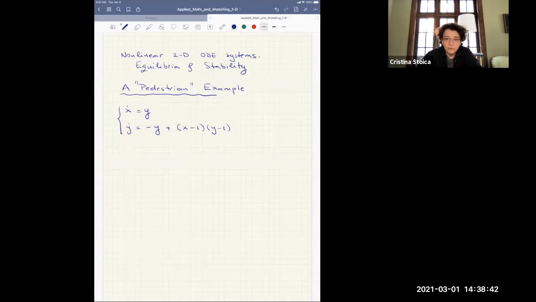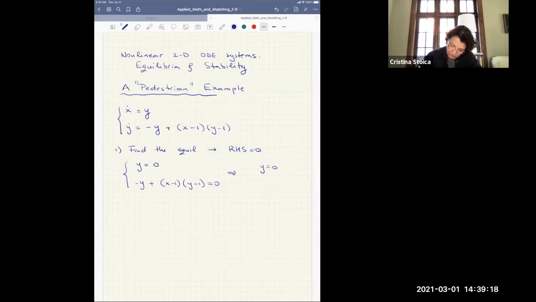All right. So what we have to do is one, find the equilibria. Okay. So how do we do this? Meaning, do the right-hand side equals 0. So this is easy. We have y equals 0. And then we have to solve minus y plus x minus 1 times y minus 1 equals 0. Well, this means that y is 0. And from the second equation, we end up with x minus 1 times minus 1, if you want, is 0.